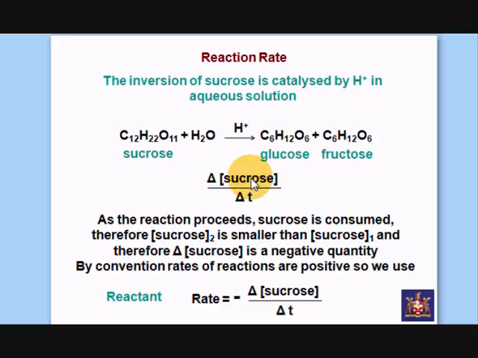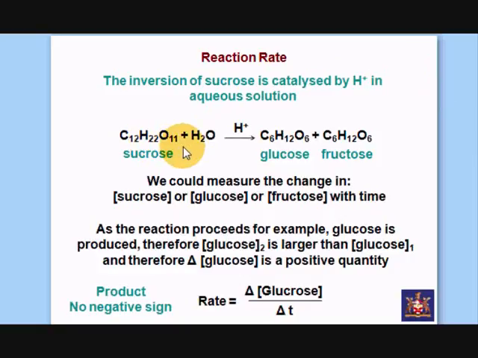Since the concentration of sucrose at time 2 is going to be less than the concentration at time 1, and we're taking the concentration at 1 away from 2, we're going to get a negative value for our rate of reaction. But by convention, rates of reactions are positive, so therefore we put a negative in front of it, and a double negative makes it positive then, to agree with our convention.